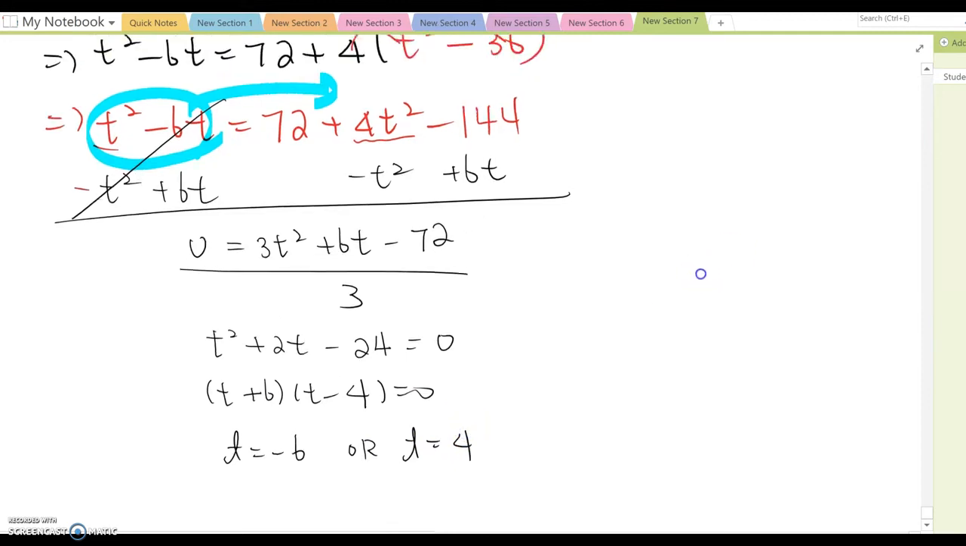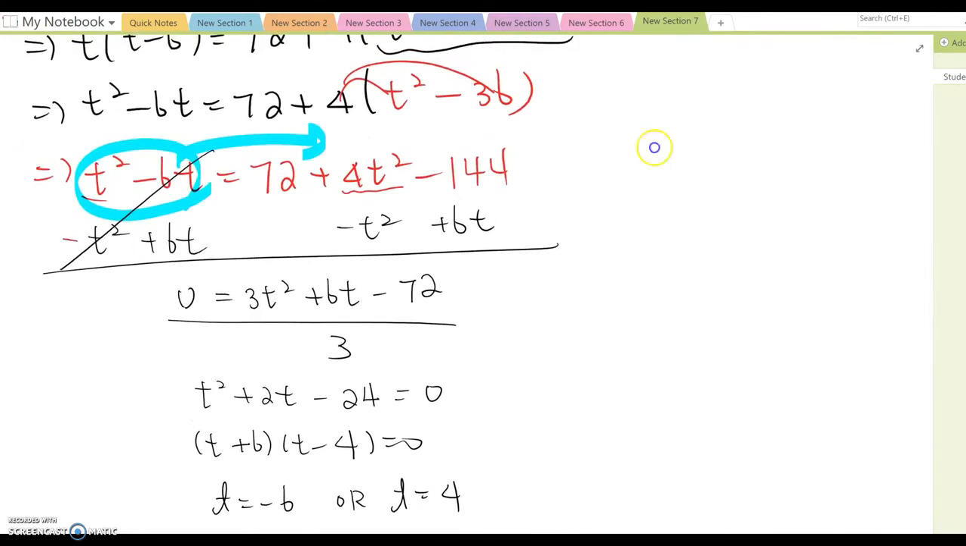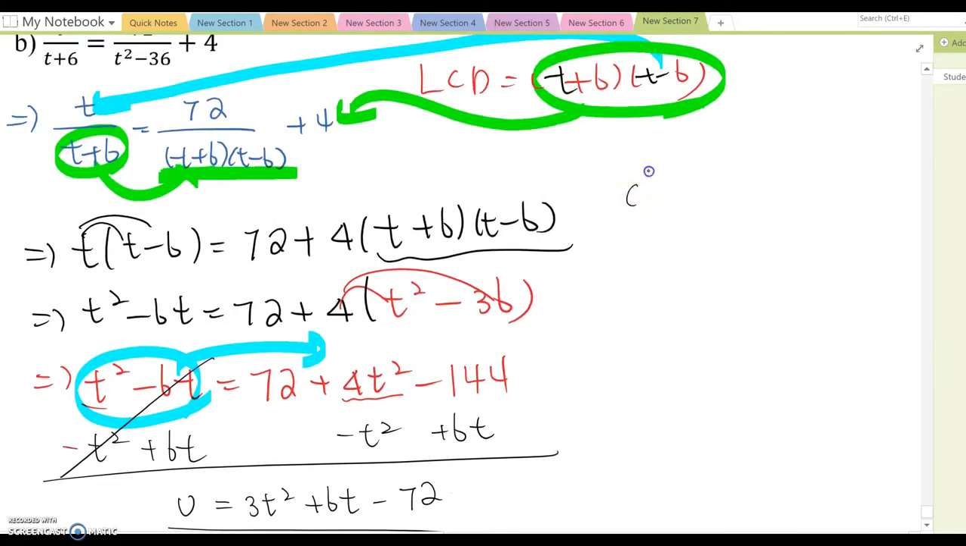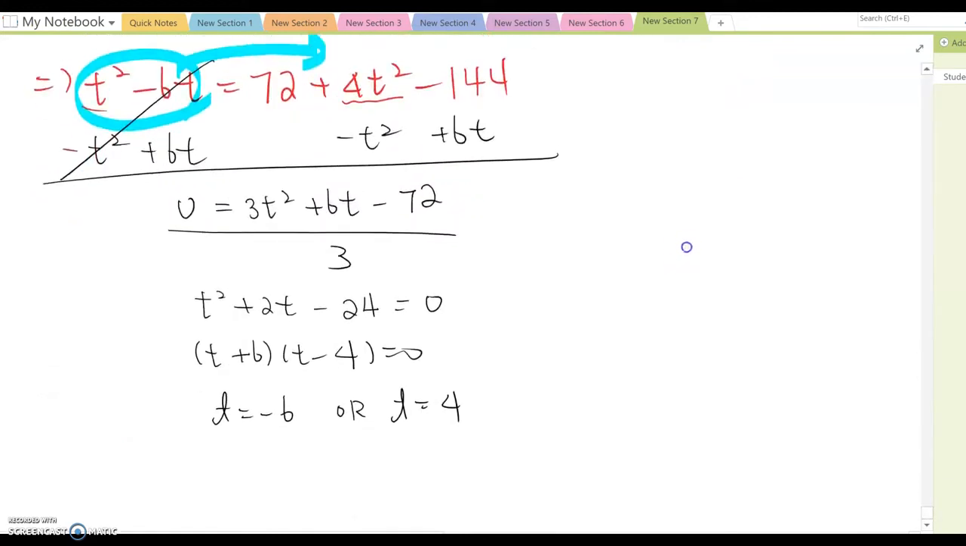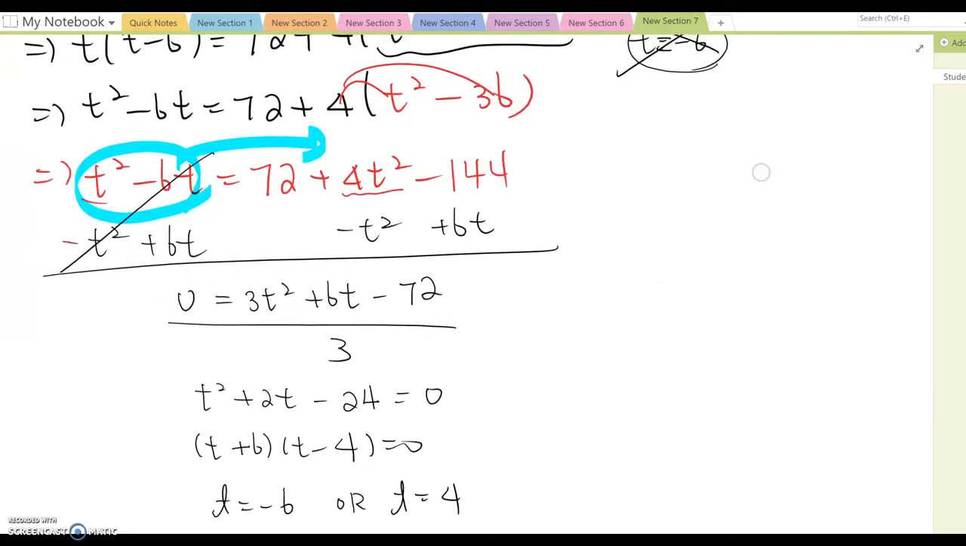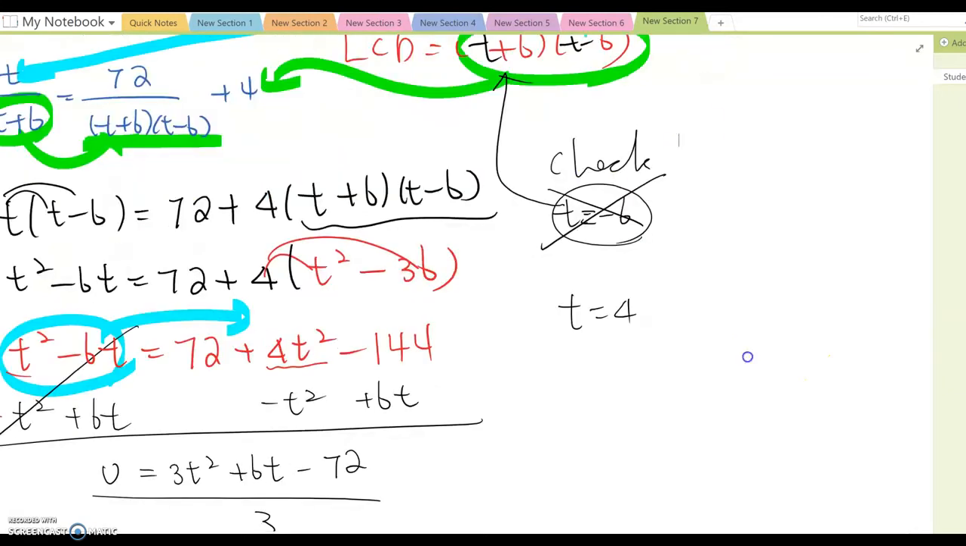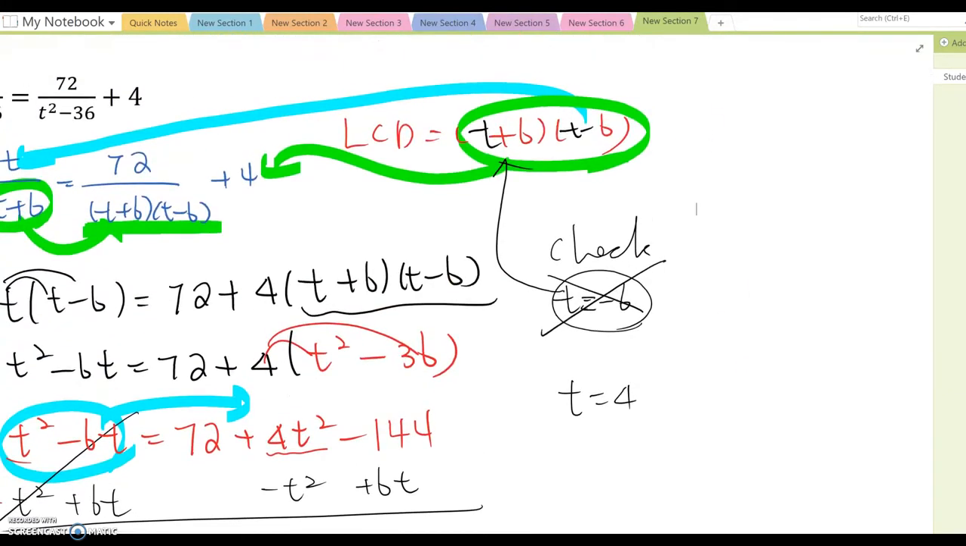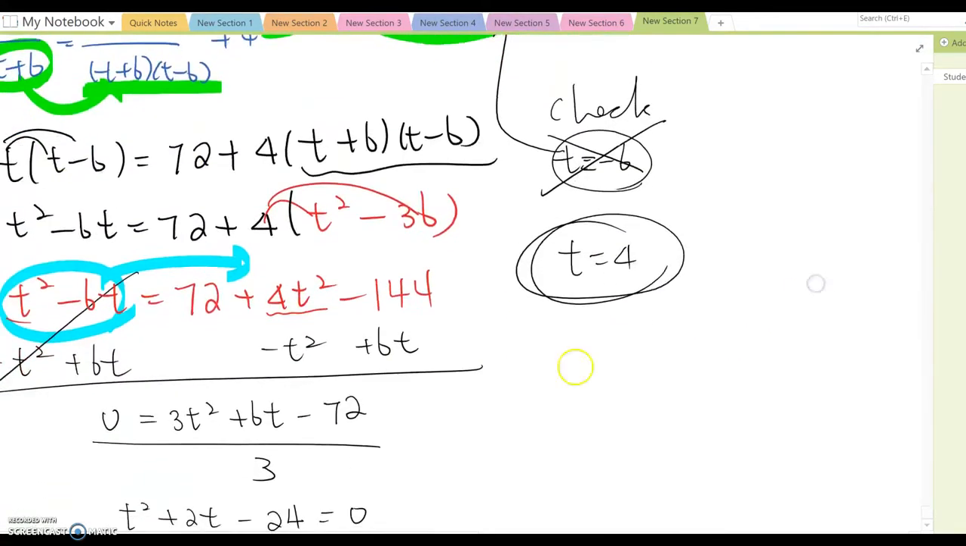So again, you must check. So go back here and check t equal to negative 6. As you see, this one makes this factor equal to 0, so it cannot be the answer. What about t equal to 4? So t equal to 4 didn't make anything 0, so t equal to 4 is the only answer.